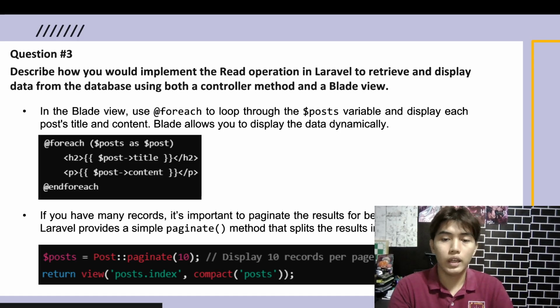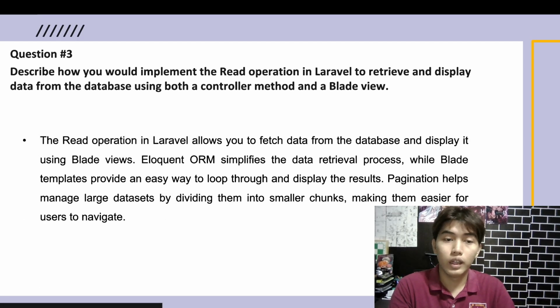If you have many records, it's important to paginate the results for better user experience. Laravel provides a simple paginate method that splits the results into pages. The read operation in Laravel allows you to fetch data from the database and display it using blade views. Eloquent ORM simplifies the data retrieval process, while blade templates provide an easy way to loop through and display the results. Pagination helps manage large data sets by dividing them into smaller chunks, making them easier for users to navigate.